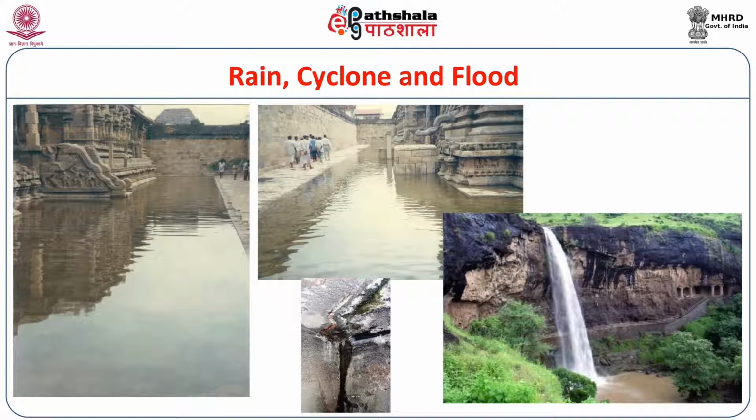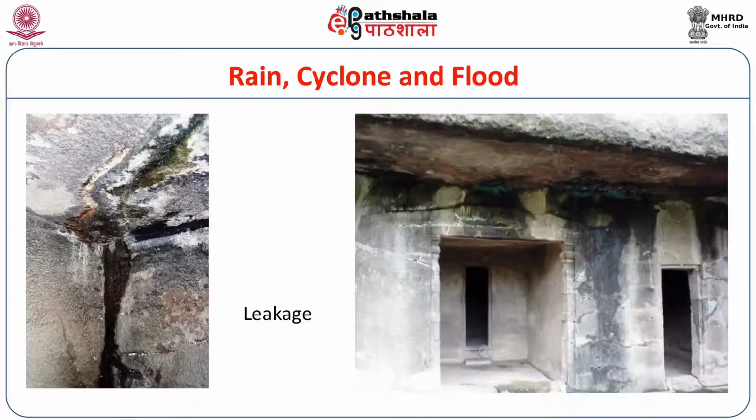Another example is at Ellora and Ajanta, where water coming at high speed from the top of the hill flows over the monument and affects the facades of the monuments. This we could see at Ajanta, Ellora, and many other caves, particularly in the Western Ghats. Another factor is the leakage of water, because when water is stagnated somewhere and goes on percolating into the structure, gradually it creates a lot of problems for the structures.